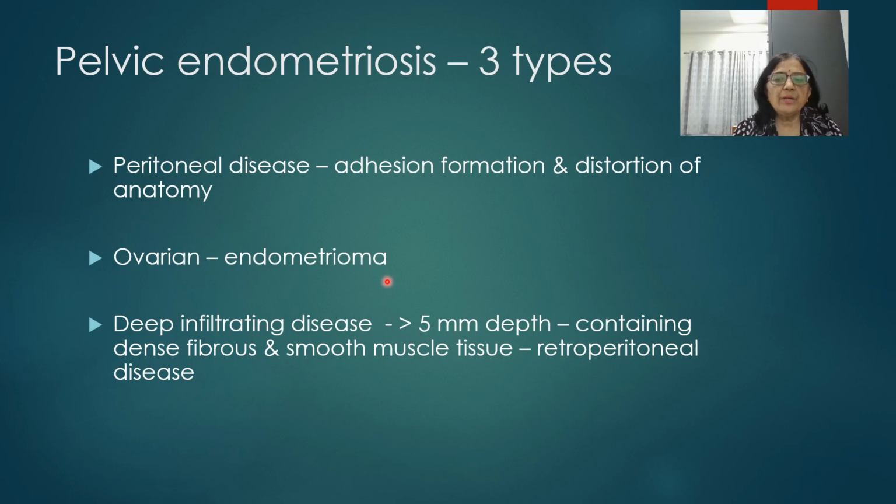So if I say endometrioma, then we are talking about ovarian endometriosis. If I say DIE, that is deep infiltrating endometriosis, then we are talking about this third variant. And peritoneal is superficial, where the depth of invasion is less than 5 millimeters.